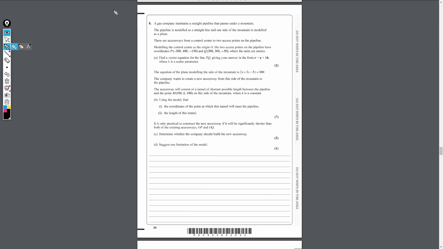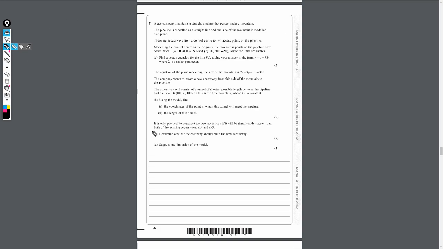So part B tells us that the equation of the plane is 2x plus 3y minus 5z is equal to 300. And what it's saying is that they want to create a new access way from this side of the mountain to the pipeline. So the access way consists of a tunnel of the shortest possible length between the pipeline and the point M, and the coordinates for M are 100, k and 100 on this side of the mountain, where k is just a constant. So this is where this question gets a bit tricky. The first thing we have to do is work out a value for k. Okay, so how do we work out that value for k?